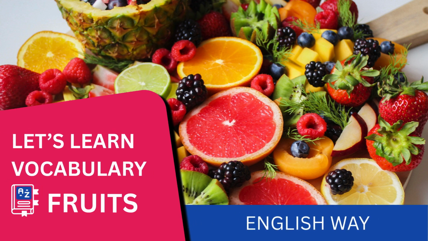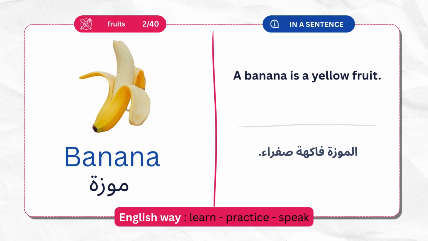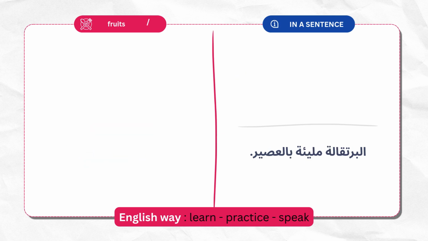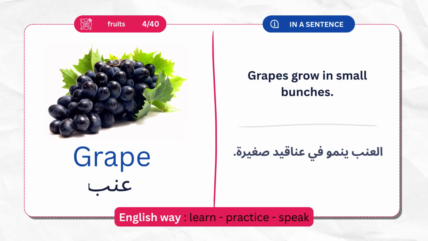Let's learn the names of fruits in English. Apple. An apple is a round fruit. Banana. Banana is a yellow fruit. Orange. An orange is full of juice. Grape. Grapes grow in small bunches.